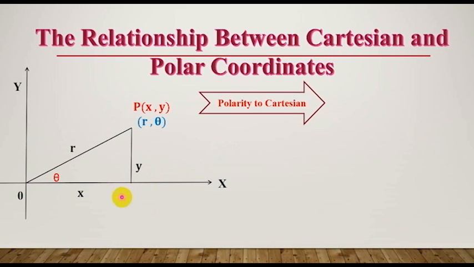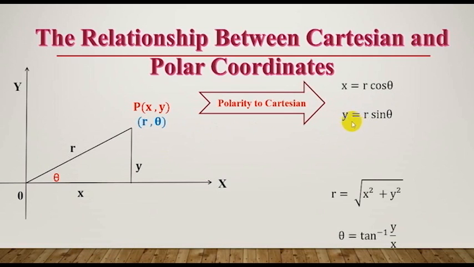So with a simple way to look at this, you will find that if we take x over r, we will get cosine theta, and if we take y over r, we will get sine theta. So the easy way to get x and y is x equals r cosine theta and y equals r sine theta. How did this come from?